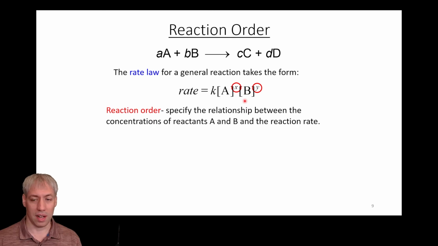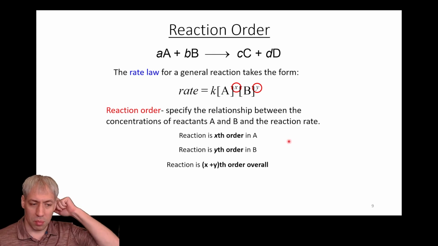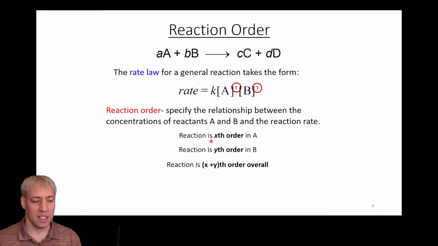If that number is 1, it matters a little bit. If that number is 4, it matters a lot. And so it tells you how much A happens or how much A matters in the reaction. And so the language we use to describe this is we can say the reaction is Xth order in A. And so if this is 2, it's second order in A. If it's 1, it's first order.